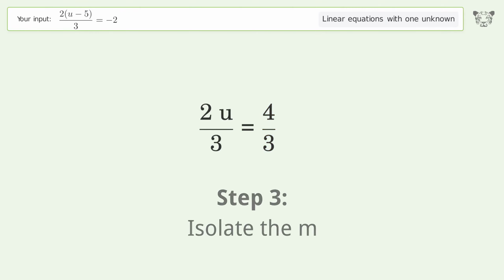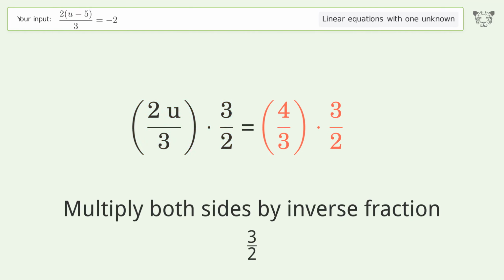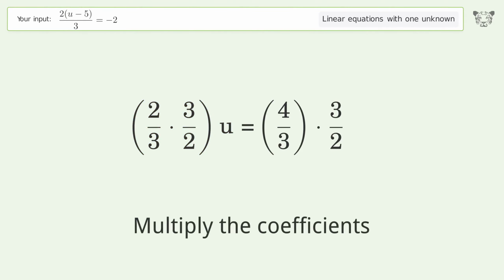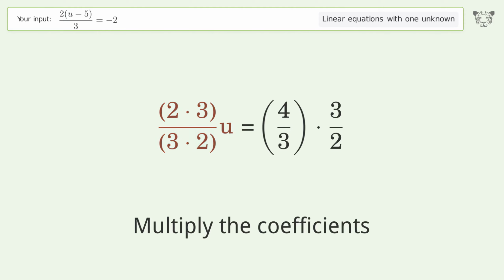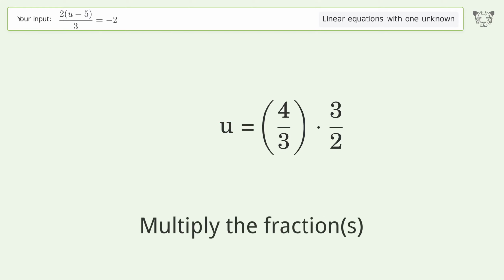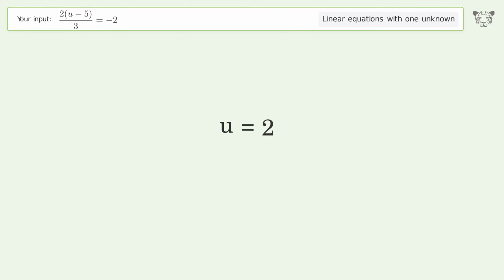Isolate the m. Multiply both sides by inverse fraction 3/2. Group like terms. Multiply the coefficients. Simplify the fraction. Multiply the fractions. Simplify the arithmetic. And so the final result is u equals 2.